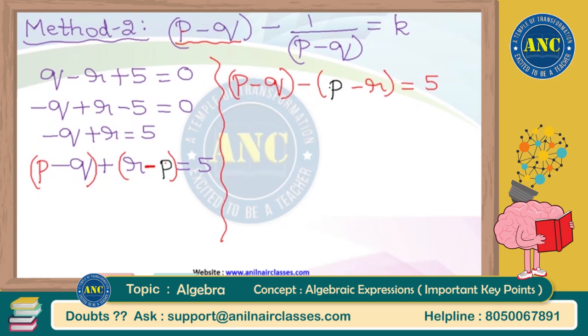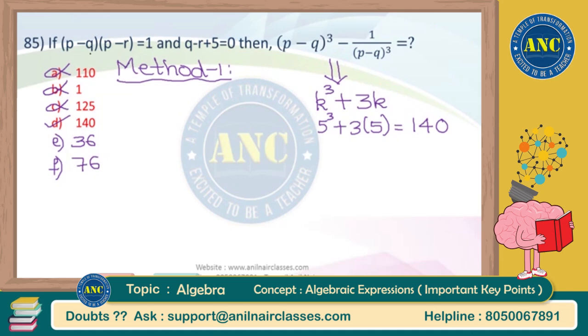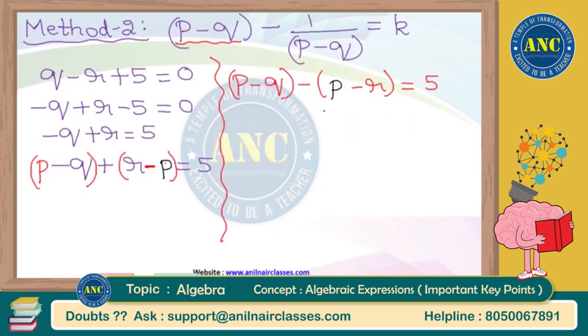I hope you are understanding right now. P minus q minus of p minus r equal to 5. But one beautiful extra condition they have given in the question. That condition says p minus q into p minus r equal to 1. That means p minus q can be written as 1 divided by p minus r, or p minus r can be written as 1 divided by p minus q. So this p minus r I will write as 1 divided by p minus q. The other things in the equation I will just write exactly as it is.